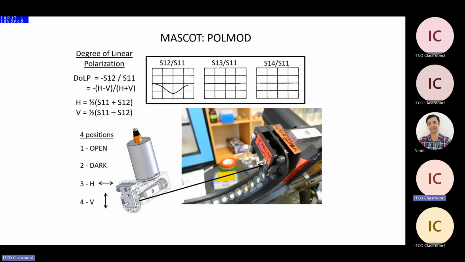So with the MASCOT device, we have put a polarization filter on the front of the device, and it's a rotating filter. So we have the vertical polarization and then the horizontal polarization, but we can also do circular as well. So with this kind of device, we can actually resolve the top row of the Mueller matrix, but we've really focused on what's called degree of linear polarization, which is this S12 normalized to the S11.